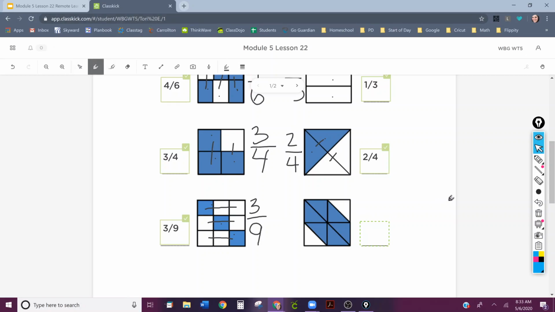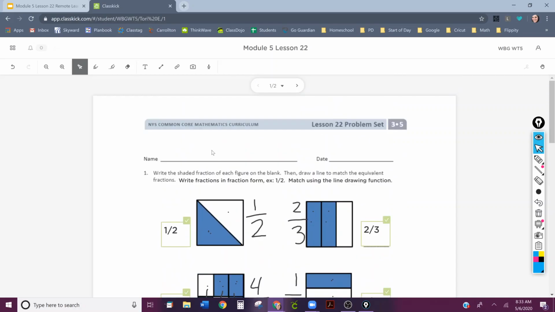Last one over here. 2, 4, 6 pieces shaded. 2, 4, 6, 8 pieces altogether. That fraction is 6/8. Okay, so we've labeled all of our fractions.